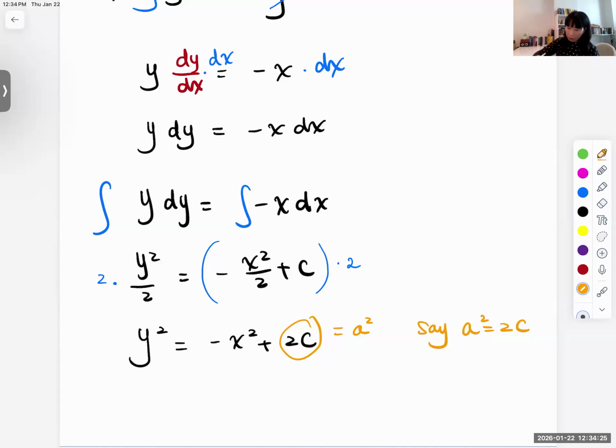Okay, then if we move this negative x squared to the other side, there will be positive x squared plus y squared equal to a squared, right? Okay, so we've seen this one before. This is the equation of a circle, right? So we did this one in the beginning, right? Okay, so there will be the equation of a circle.